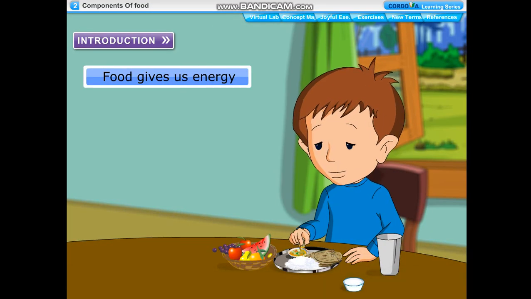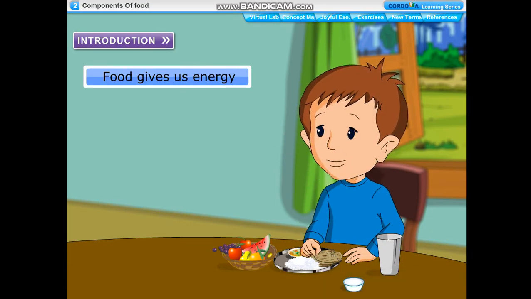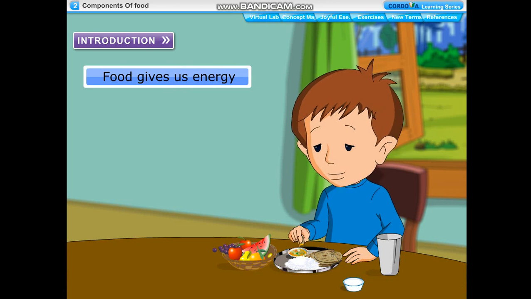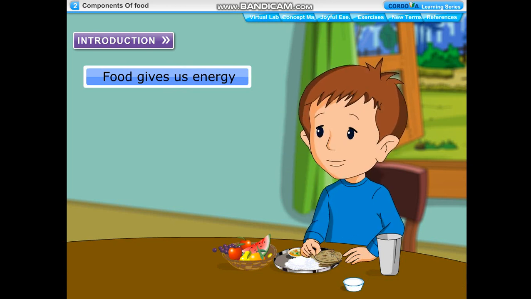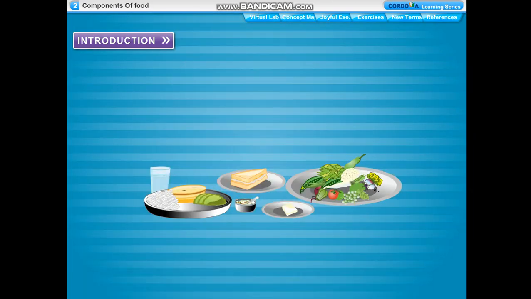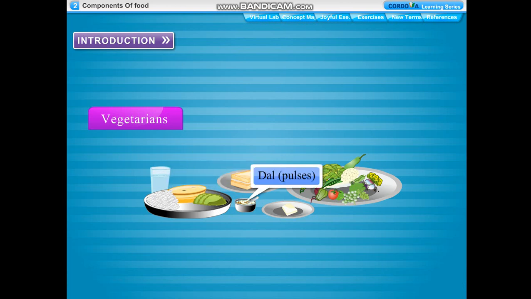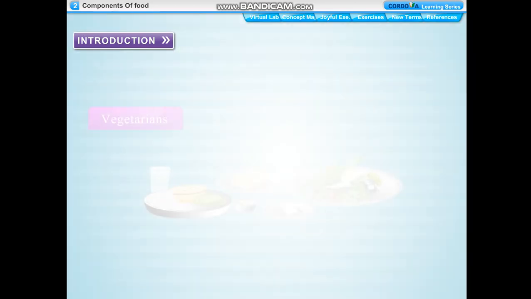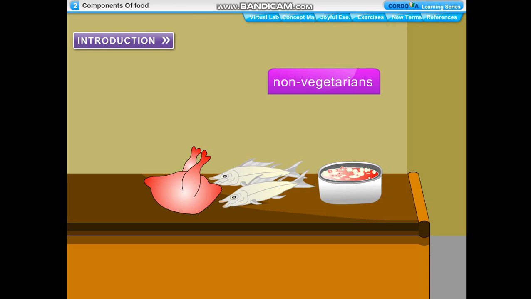We have learnt in the previous chapter that we eat a variety of food according to our taste and availability. Food is required by our body to get energy, to grow, repair our damaged body parts, and keep us fit and healthy. The food that we eat contains different components. We already know about the components of food. Let us know some more about the food components and their effects in our body.